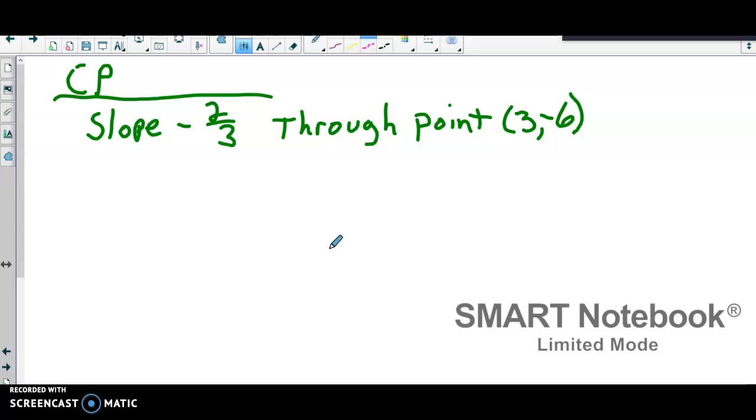Okay, you guys are going to try this one. You're going to be given a slope of -2/3 that goes through point 3, -6. So I'm going to give you guys a couple of minutes. Go ahead and write this one out. See if you could solve for b.